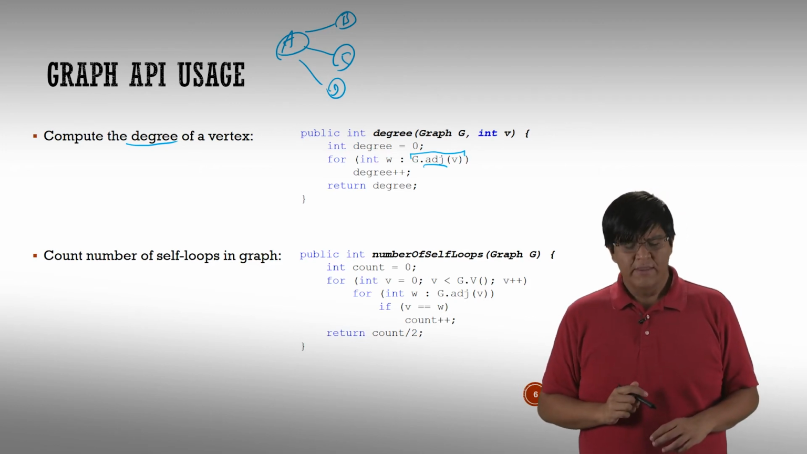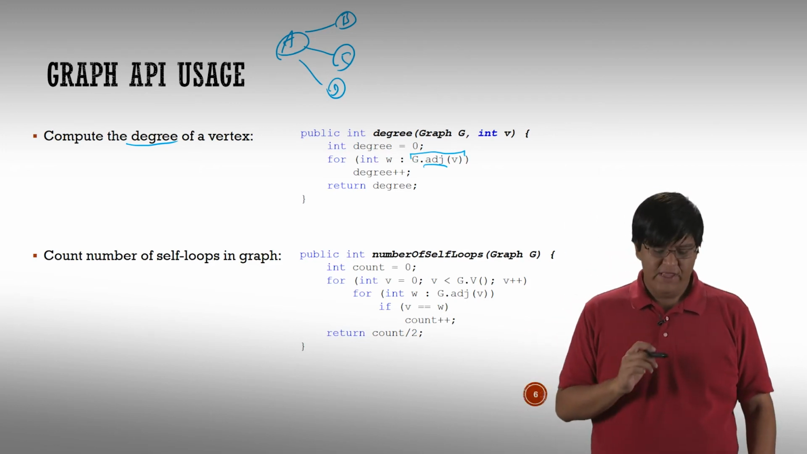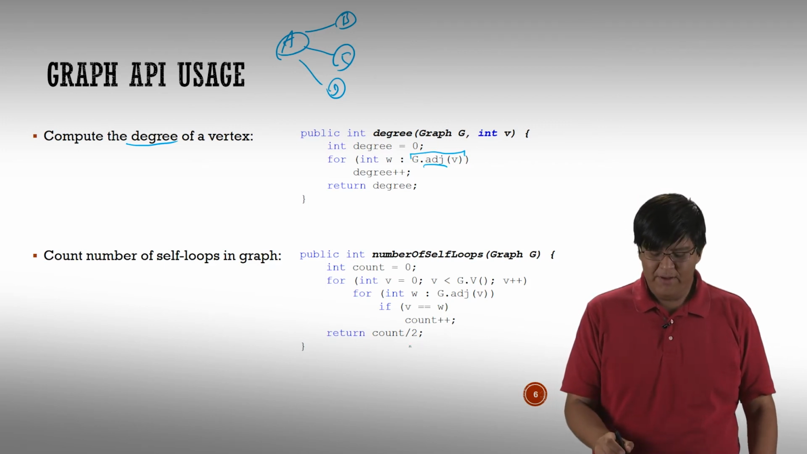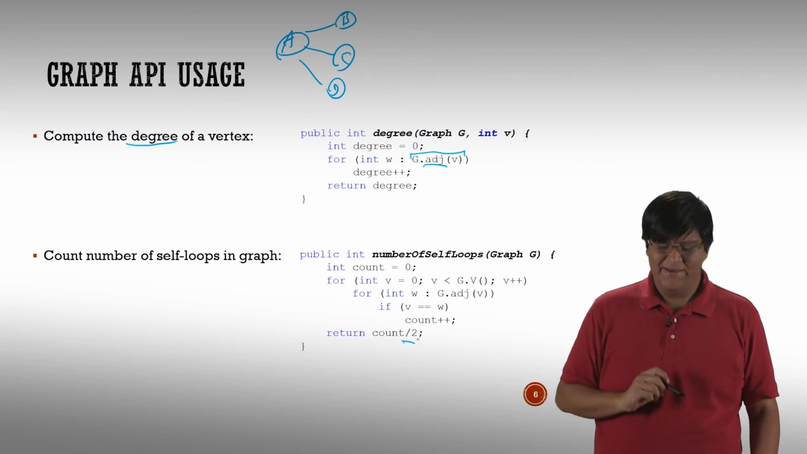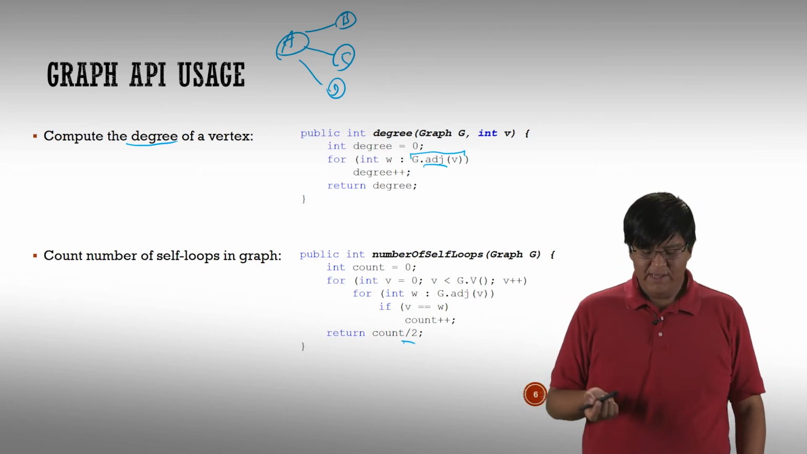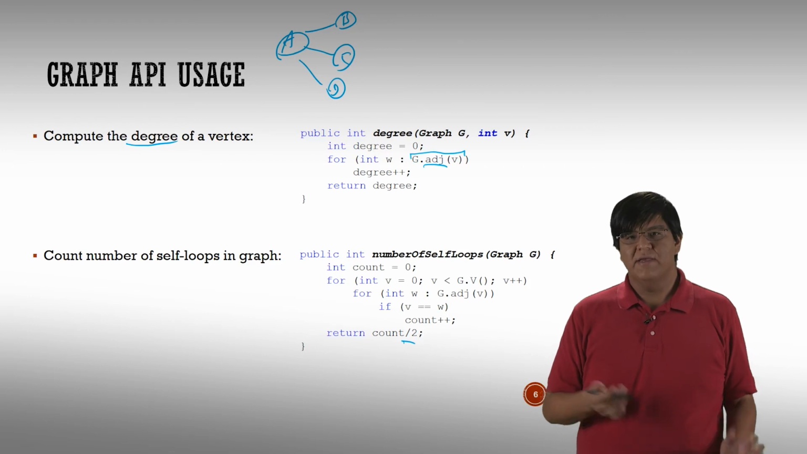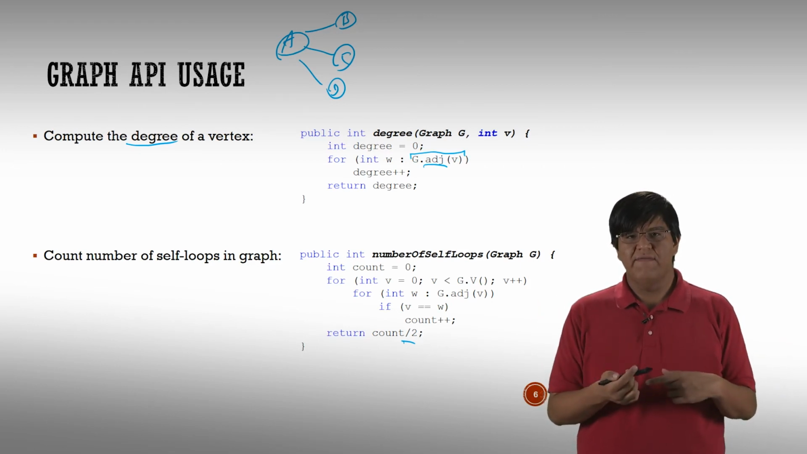Let's look at the next one. Next one's going to be a little bit more tricky. Count the number of self-loops in a graph. So this one, the problem is going to be over here, okay? And we'll get to that. We can look at it, right? So it's called number of self-loops, graph G. Takes in the graph, right? It just wants to return the number of nodes that have a self-loop on it.